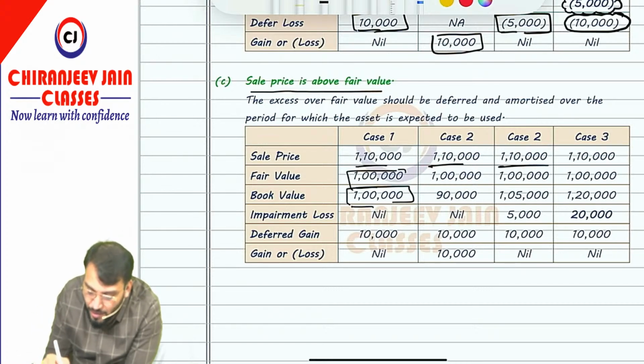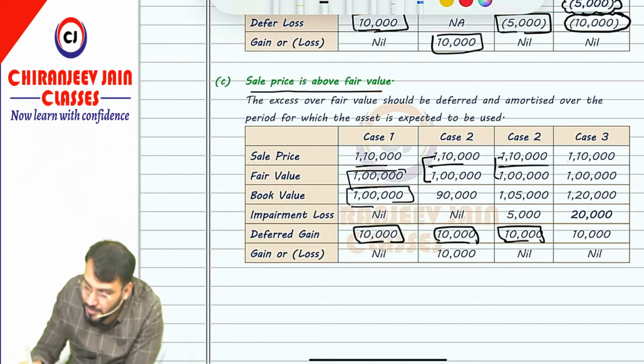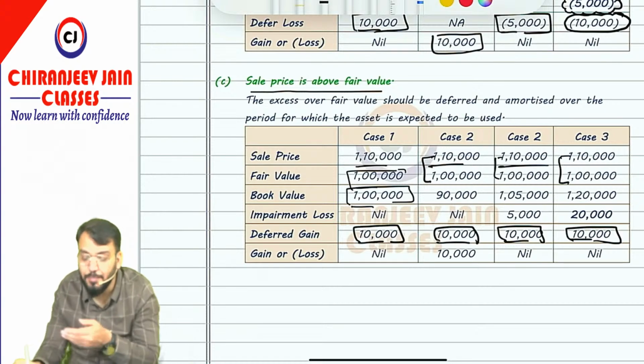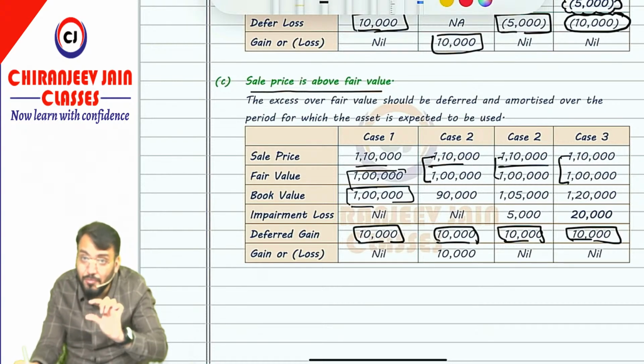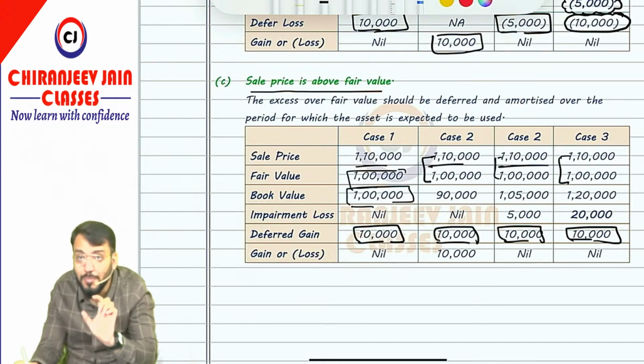So if this is 10,000, this becomes deferred gain. In this also this is deferred gain. In this also this is deferred gain. So deferred gain is what? Sale price minus fair value. Correct. Now you'll calculate gain or loss by comparing fair value and carrying amount.